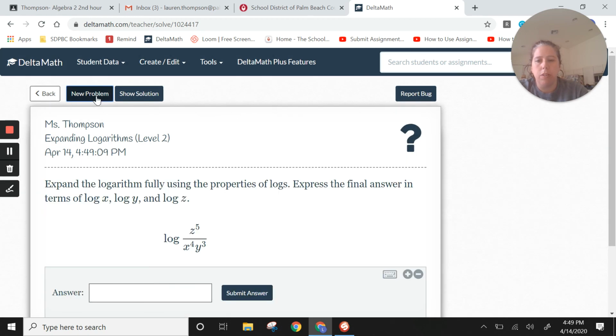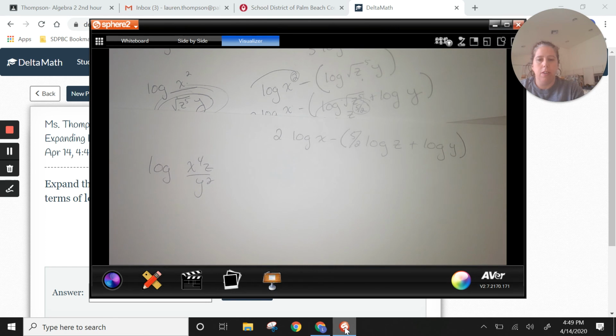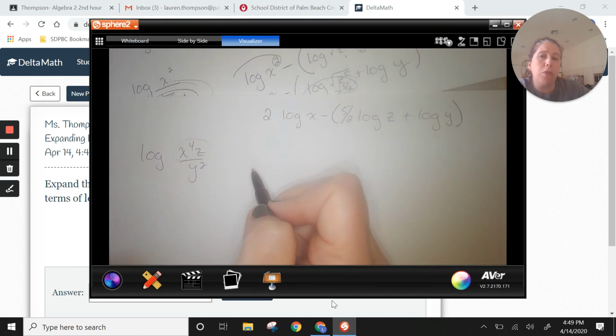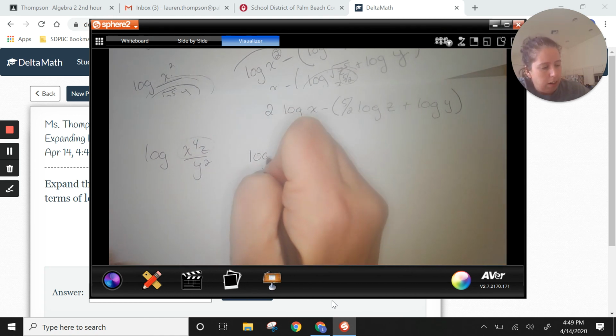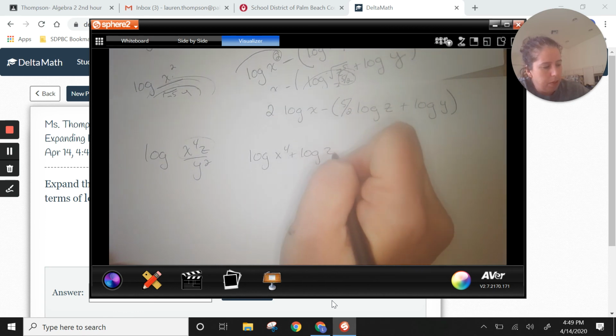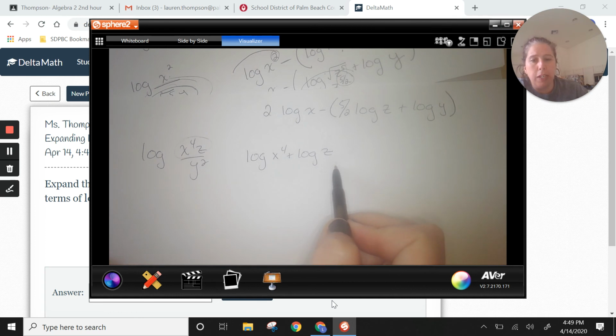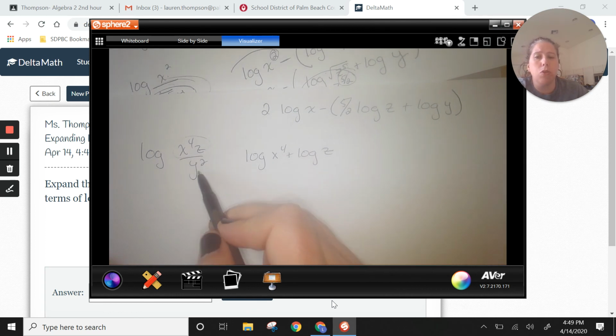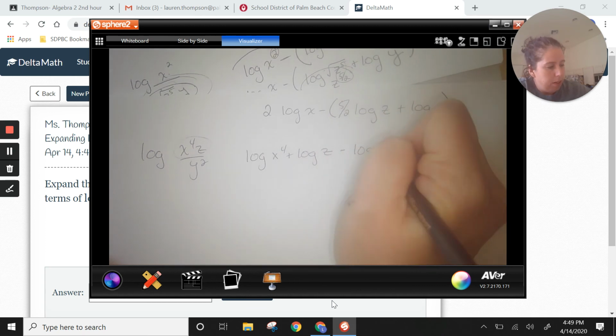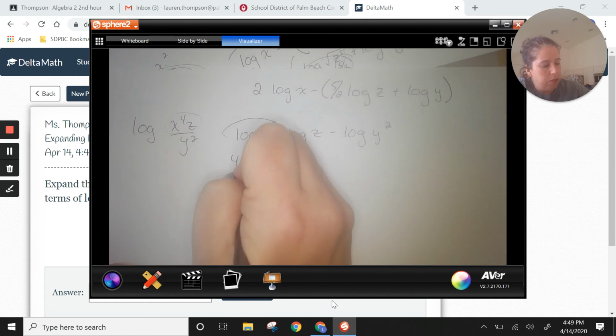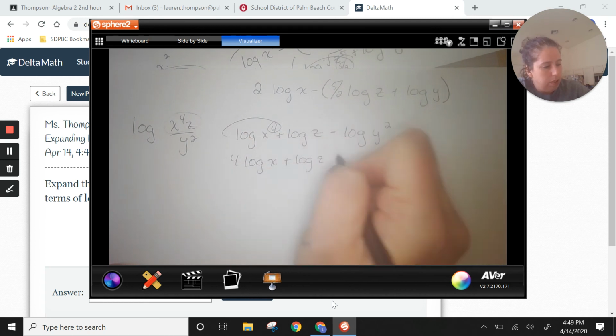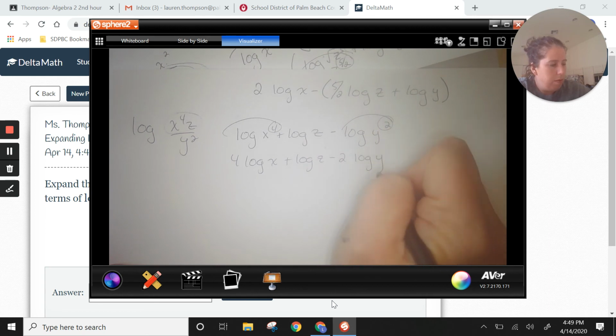Okay, let's do one more of these. Now let's do this one with 2 on top. So log x to the 4th z over y squared, last one. Then I'll leave you guys alone. Now there's 2 up here, so I can use the parentheses or I don't have to. It'll mark it right in Delta Math both ways, so just be aware of that. So I got log x to the 4th. Now this would be plus log z. I can put this in the parentheses, but I don't need to because there's 2 on the top. Remember, you only need parentheses for 2 or more on the bottom. Then minus log y squared, right? Drop your exponent, so 4 log x plus log z. Drop your exponent, minus 2 log y.